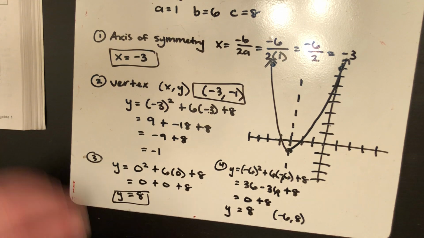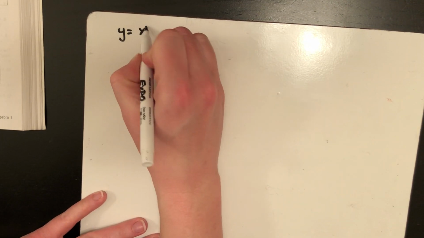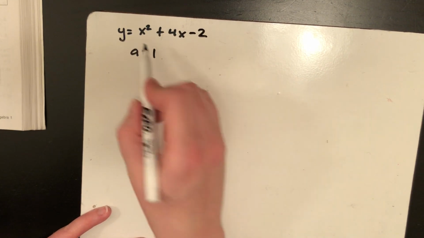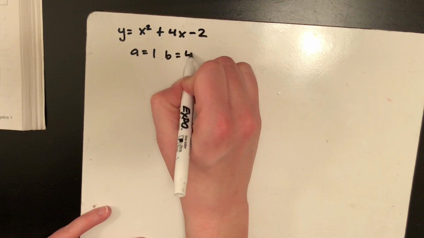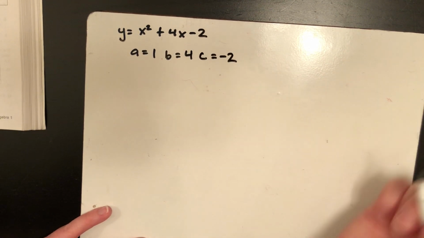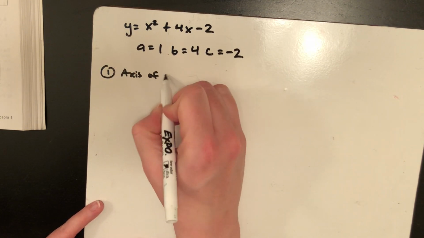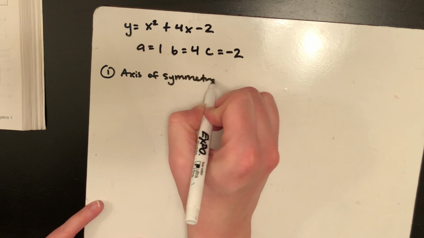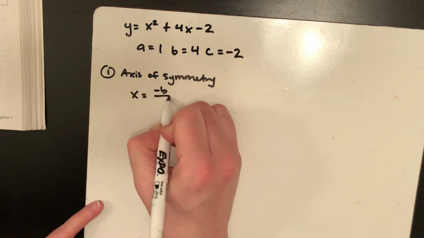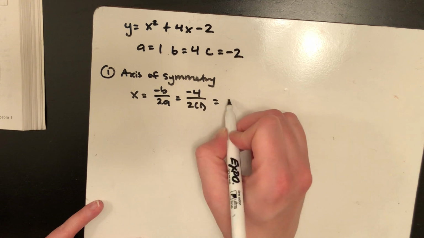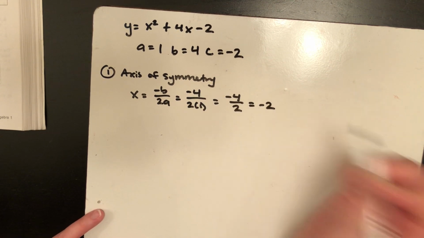Let's do one more. So what if our function was y equals x squared plus 4x minus 2. So my a value is 1, what's in front of the x squared. My b value is 4, and my c value is -2. All right, step 1 is my axis of symmetry. My formula is x equals -b over 2a. Negative b would be -4 over 2 times 1. -4 over 2 is -2.